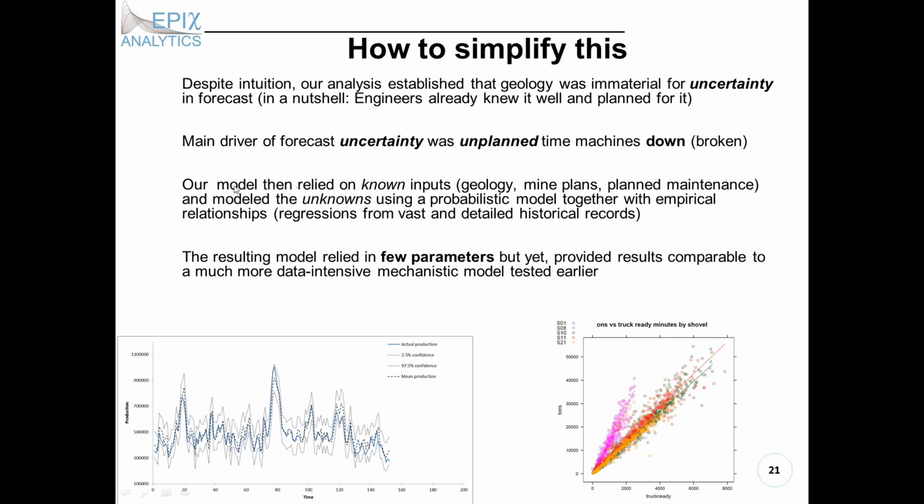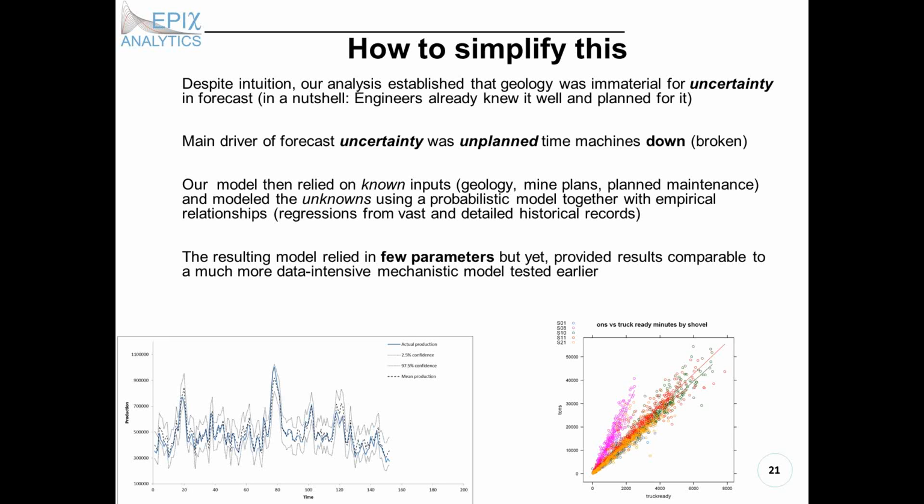So the model then relied on known inputs, for example, the geology, the mine plans, and the plant maintenance of machines. But we also modeled the unknowns using a probabilistic model together with empirical relationships. In other words, we said, rather than trying to figure out all the dynamics of the mine, let's use the historical records, which are very detailed, to figure out relationships between the different key variables.